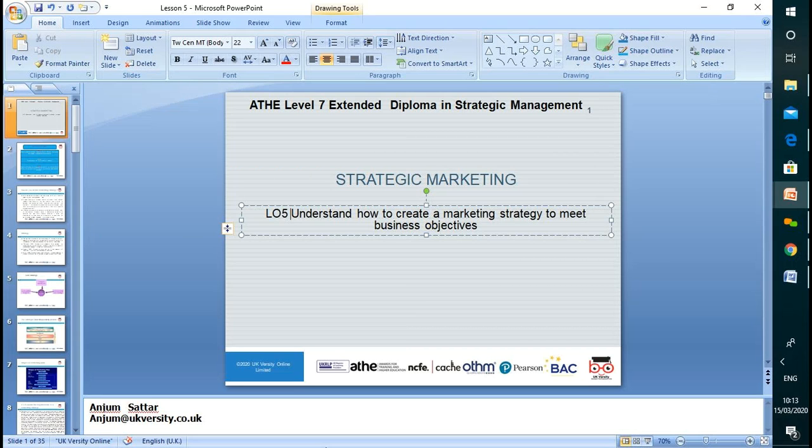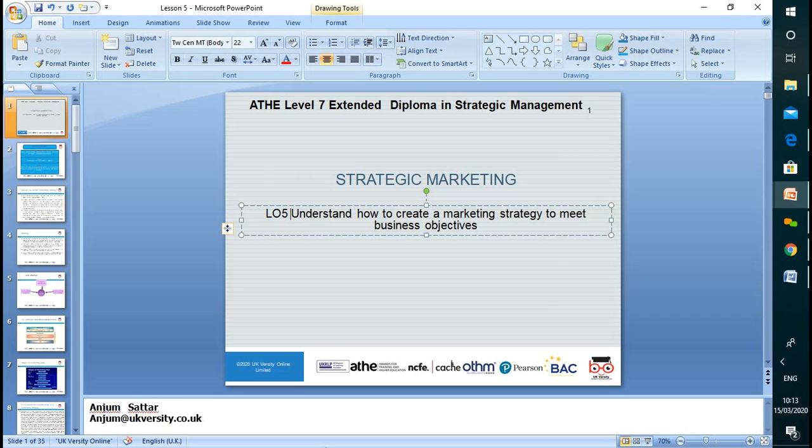And today's lesson we'll go through LO5 and understand how to create a marketing strategy to meet the business objective. So business strategy means the action plan. The word strategy, which we also explained in lesson one, is derived from the Greek word strategos, which was used in the military, how we encounter our competitors or enemies. So here in the business world, the word strategy is often used and is very popular in academia as well. In business, strategy is very important.